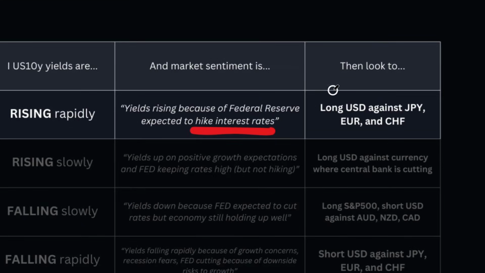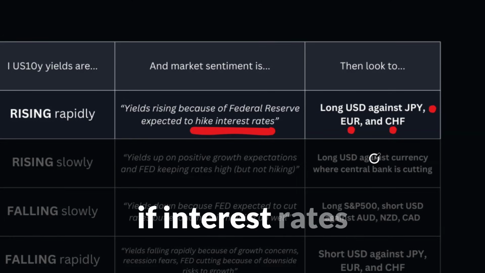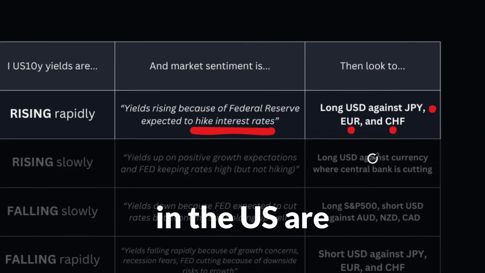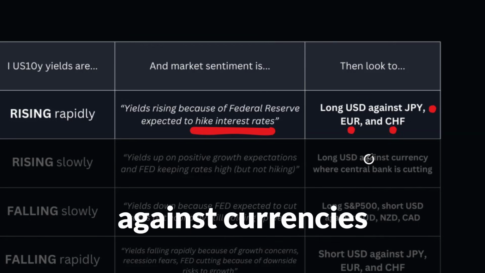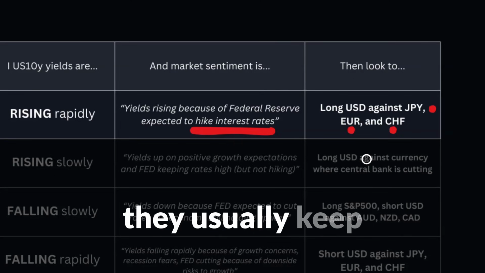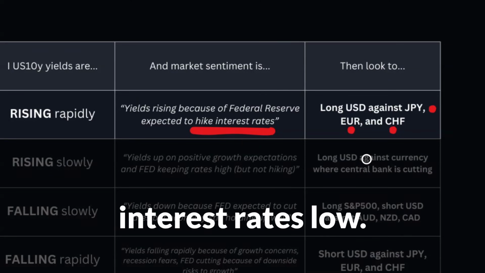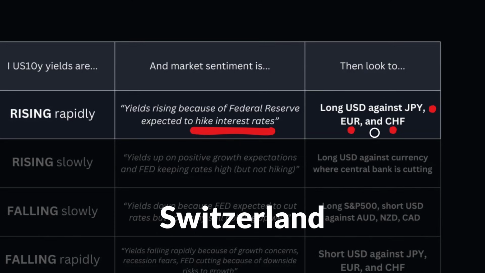Now look at this column right here. In this scenario, what do you do? You long the dollar against the JPY, the euro, and the Swiss franc. You do so because if interest rates in the US are rocketing up, then you want to buy the dollar against currencies that usually move much slower, meaning that they usually keep interest rates low. That's Switzerland, Japan, and Europe. Particularly Switzerland and Japan. They're very reluctant to hike rates.